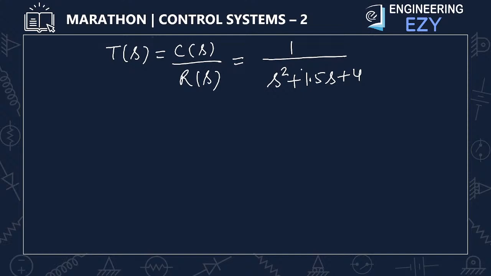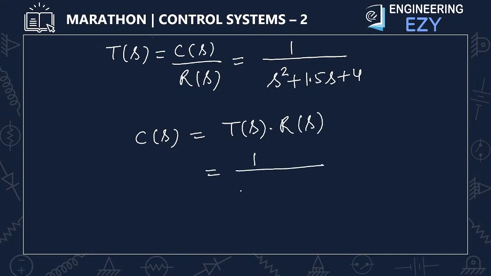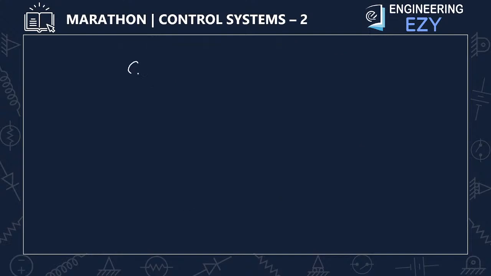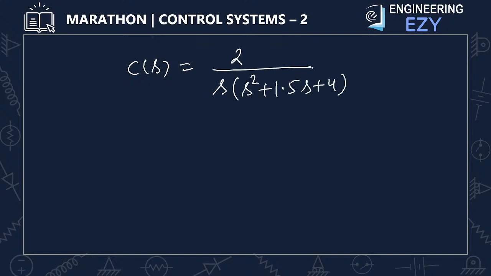Yes, Prasanjit is giving the answer. Okay, Prasanjit, I think 0.5 is the correct answer of this. Okay, I am solving. So what is C(s)? C(s) is equal to T(s) multiplied by R(s). T(s) is 1 upon s square plus 1.5s plus 4, multiplied by R(s), which is 2 by s. So C(s) is equal to 2 upon s into s square plus 1.5s plus 4.